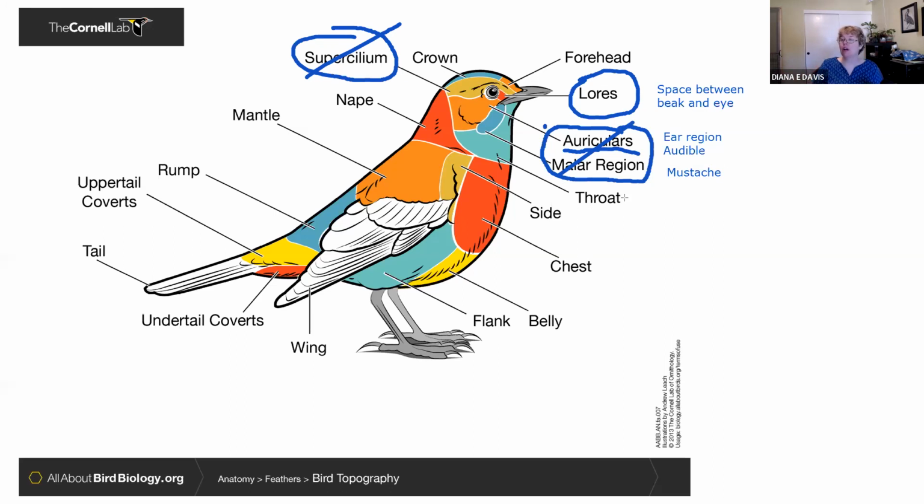Throat, I hope you can find a throat, a side, a chest, and a belly. Flank probably is a term you've heard before. I hear it a lot with referring to horses, and it's basically the hip region.